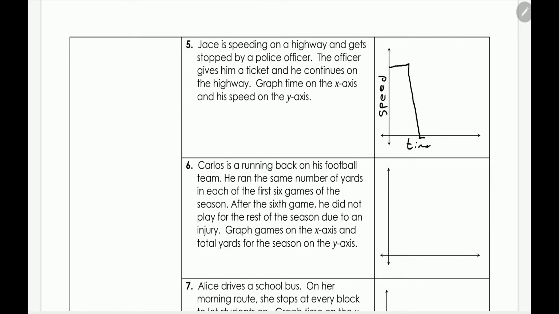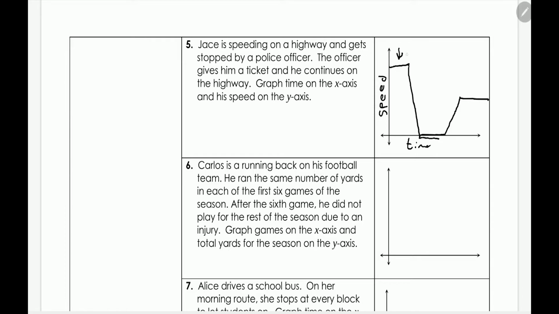The cop gives him a ticket. This should be at 0. And then the cop lets him go away, and by then he learns his lesson to go the speed limit. So he speeds back up to the speed limit and continues on his merry way. Okay? So this is the graph that we're most likely looking at.